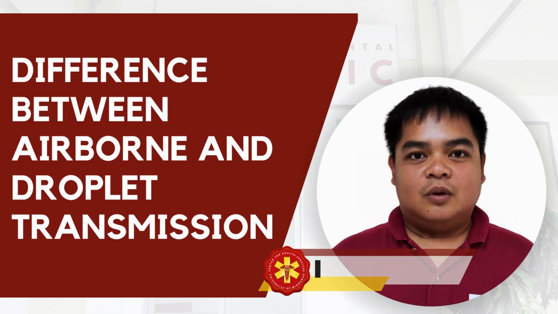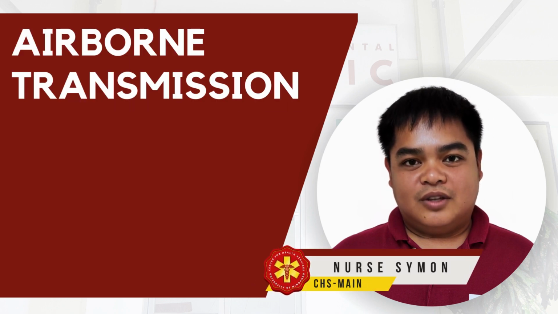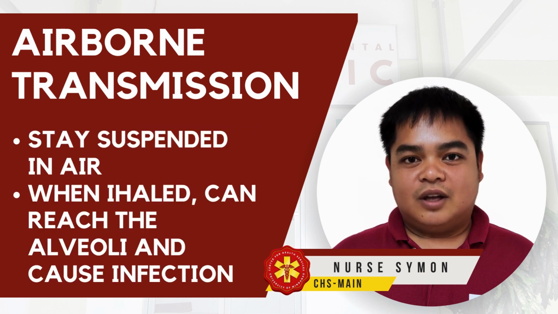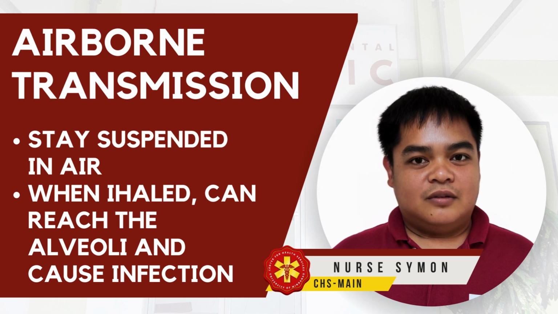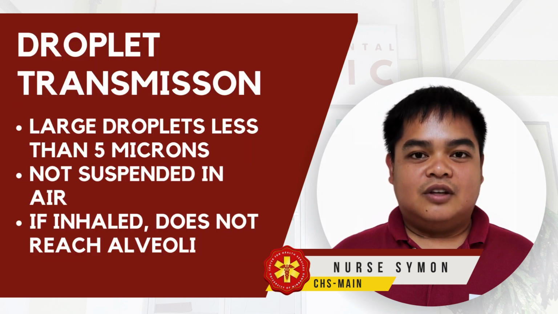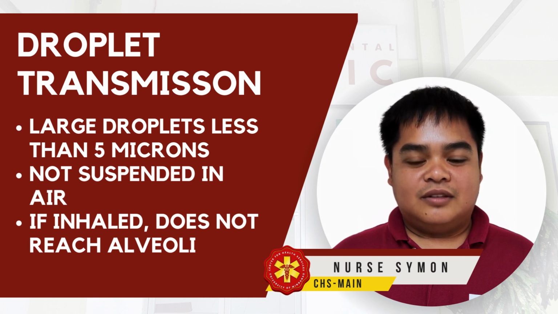What is the difference between airborne and droplet transmission? Airborne transmission involves small droplet nuclei less than 5 microns in diameter. They stay suspended in air, and when inhaled, can reach the alveoli and cause infection. Droplet transmission, on the other hand, involves large droplets greater than 5 microns in diameter, which do not remain suspended in the air, so no special air handling or ventilation is required, and if inhaled it does not reach the alveoli.